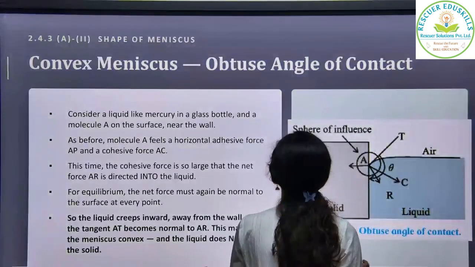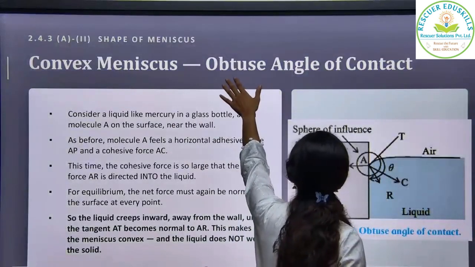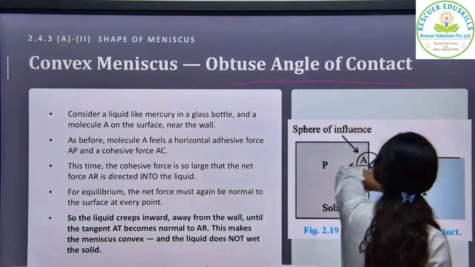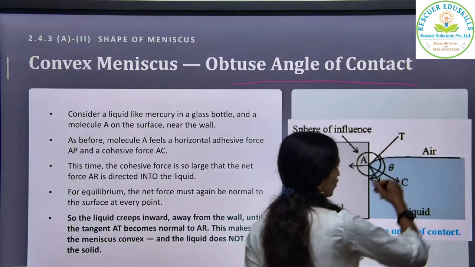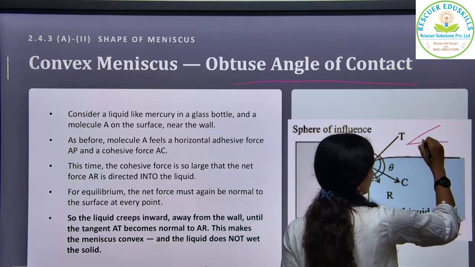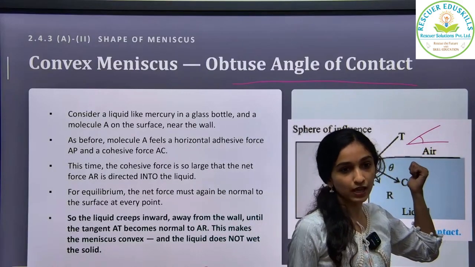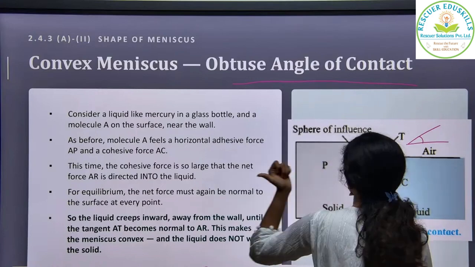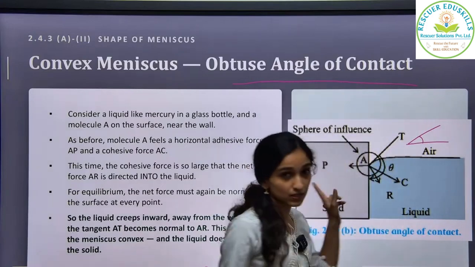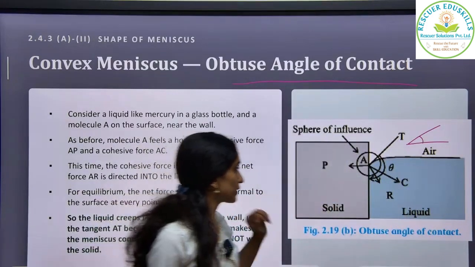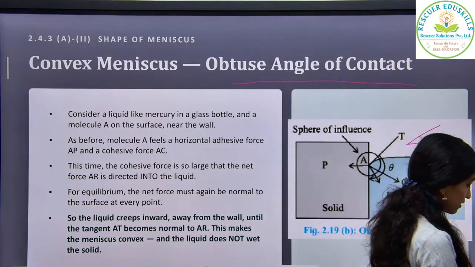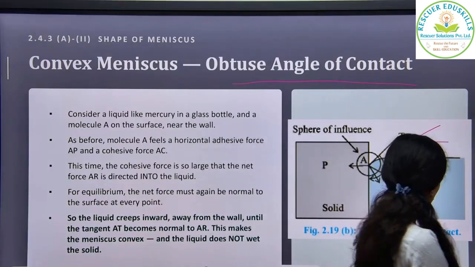So now let's see convex meniscus, or obtuse angle of contact. Before, we saw concave, which is acute angle of contact, and now we are going to see convex meniscus, which is obtuse angle of contact. Again for this, I will draw a simpler diagram.